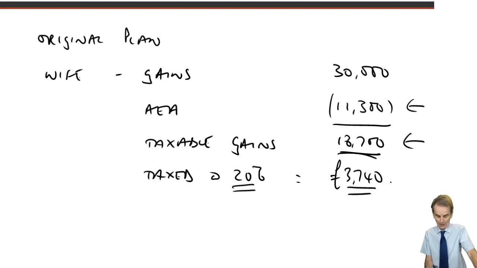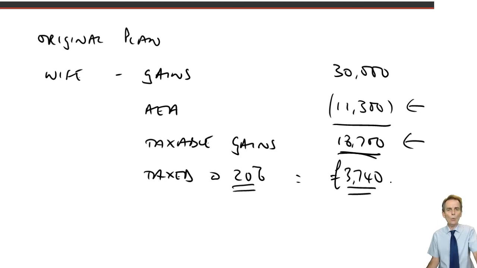£18,700 will be taxed at 20%. I think, therefore, quickly doing that in my head, was £3,740 there as regards her CGT liability. Now, that's a big amount of tax to pay. So what's our revised plan? Because at the moment, she is selling all using her AEA, and her taxable gains are then taxed at 20%.